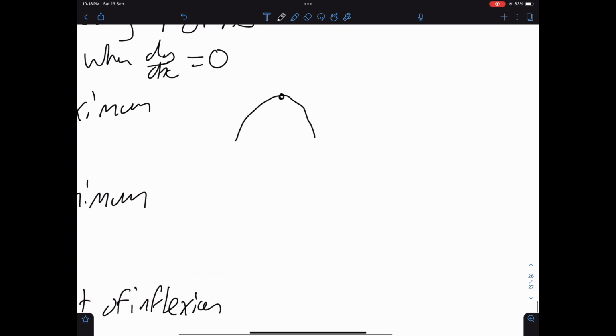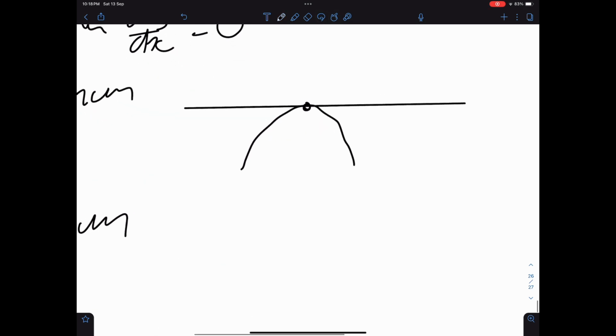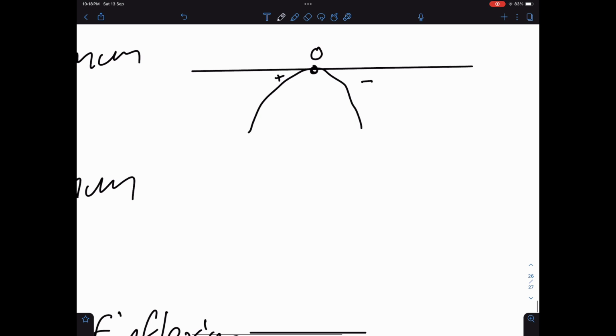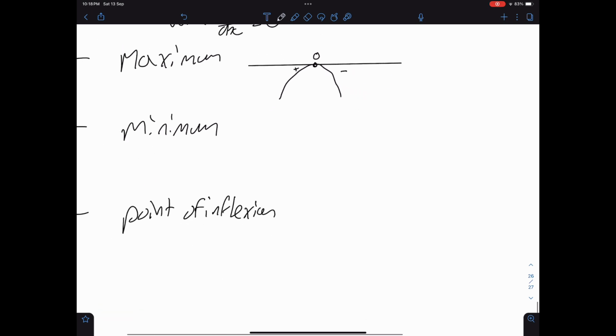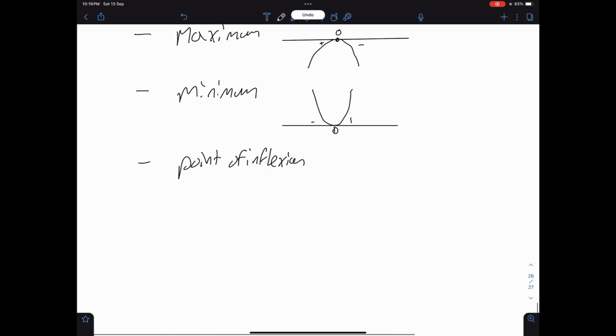For a maximum, the gradient goes from positive to 0 to negative, so the rate of change is decreasing. For a minimum, it'll look more like this. And here it goes from negative gradient to 0 to positive, so the gradient is increasing.